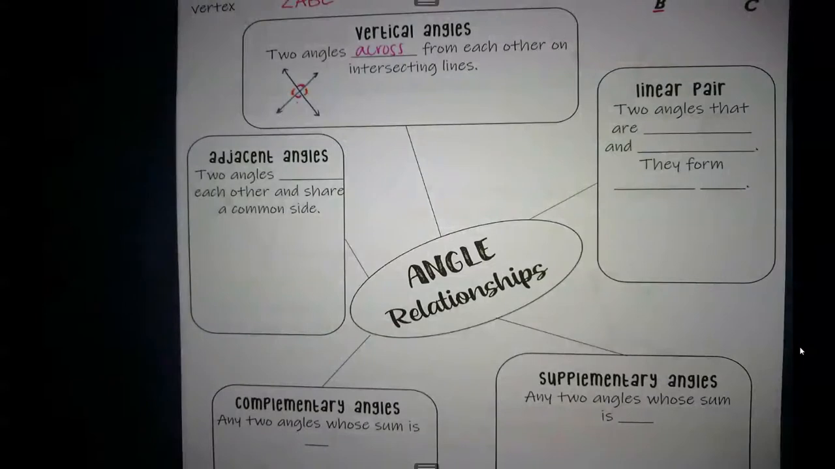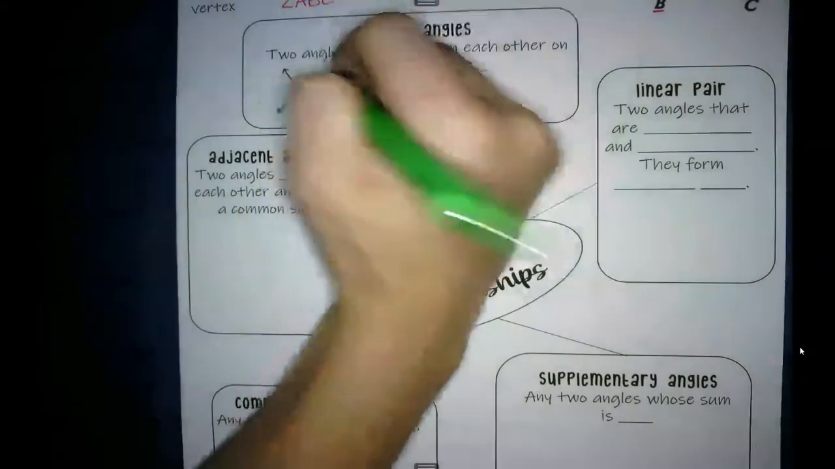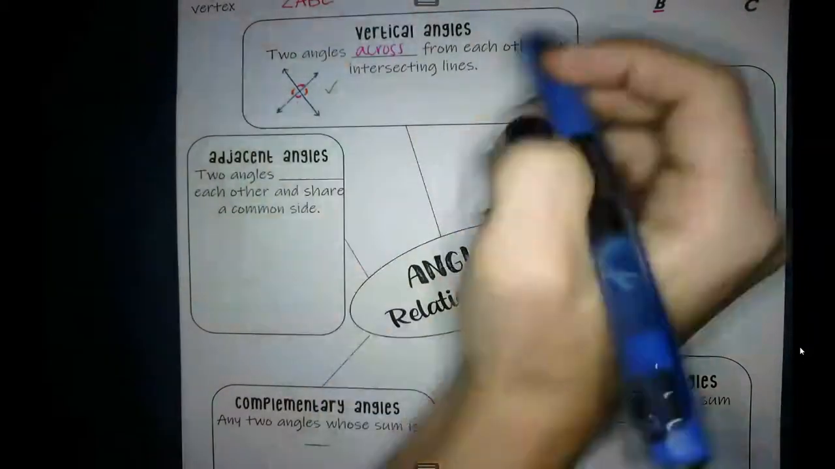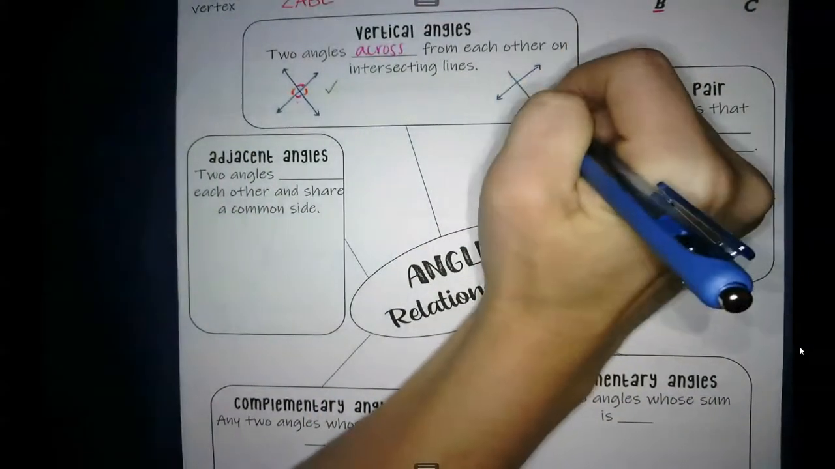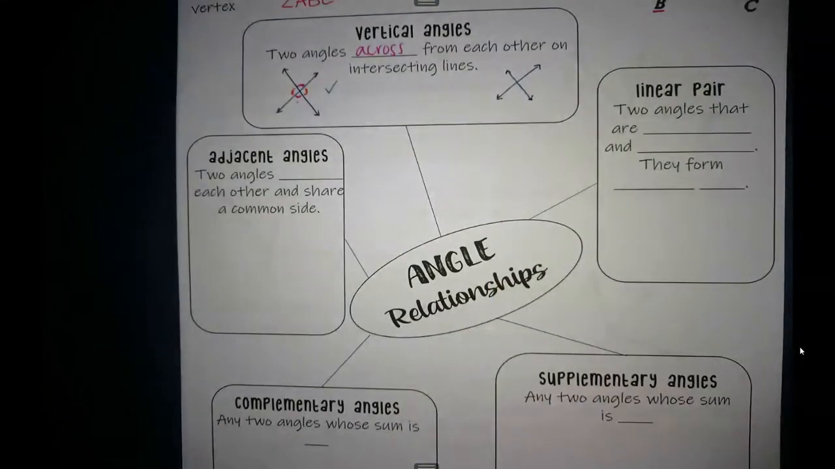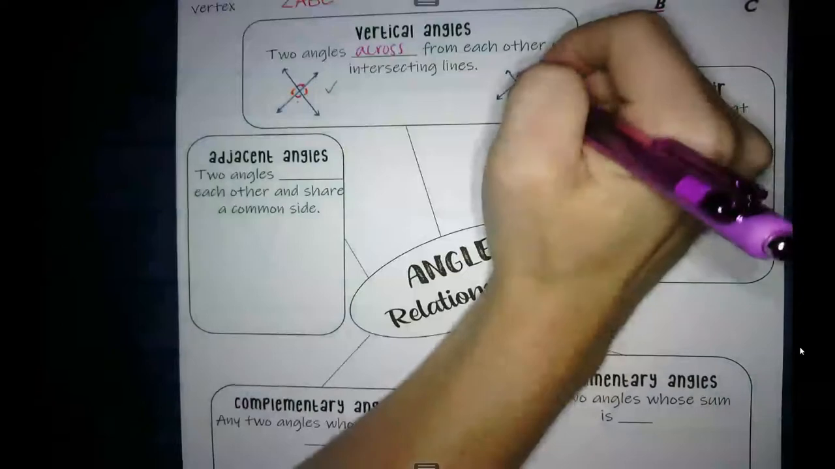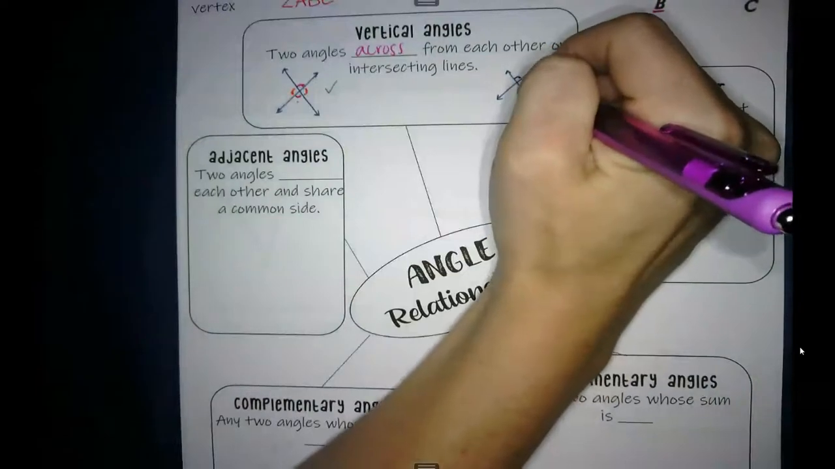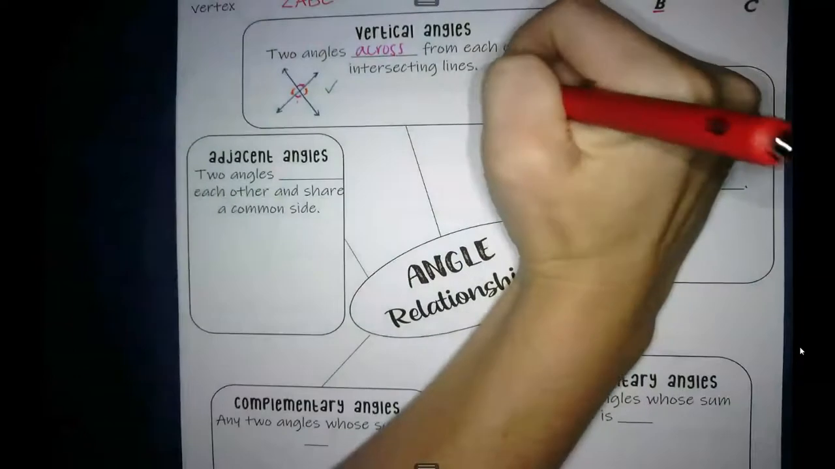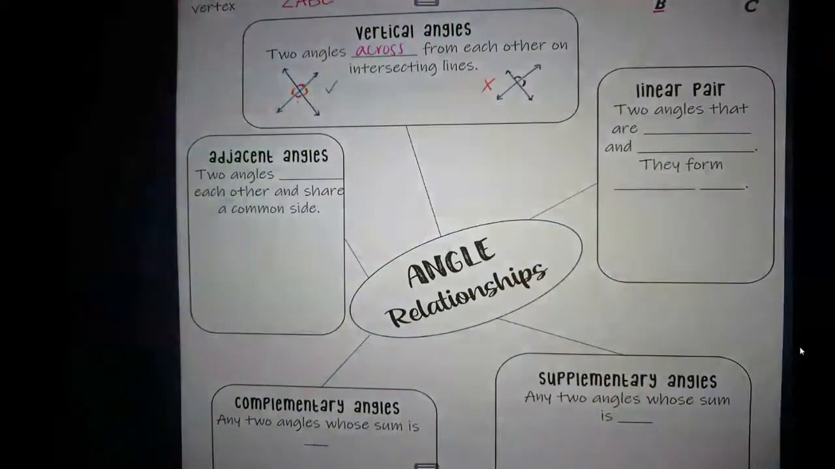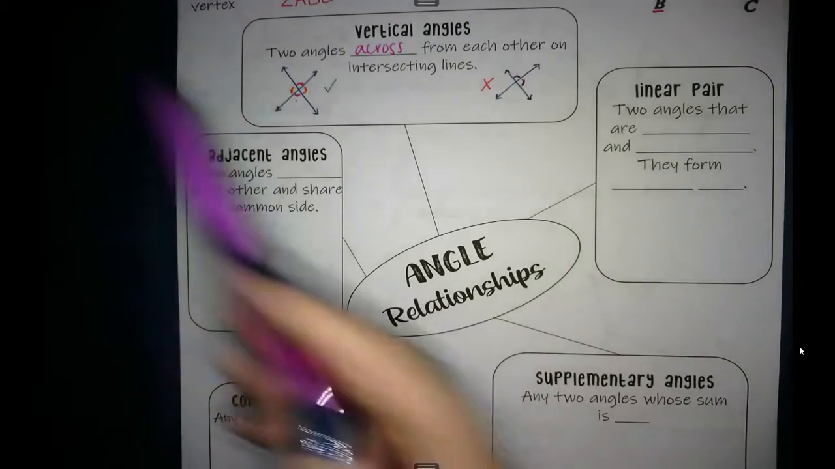What's not a vertical angle? So this is a vertical angle, green check mark. I've got my two intersecting lines. Ones that are not vertical angles are like this one and this one. You see how those are next to each other? Those are not vertical angles. All right, moving right along.